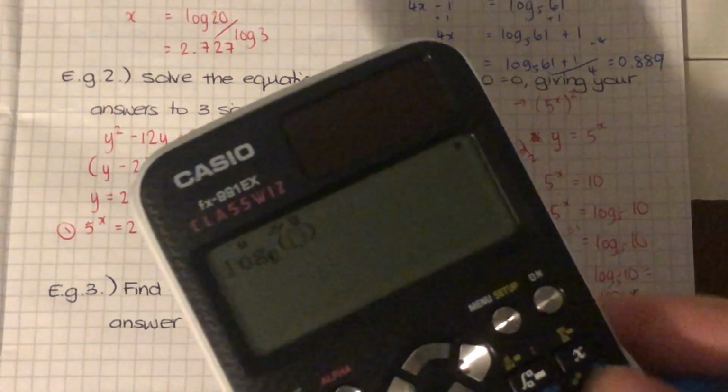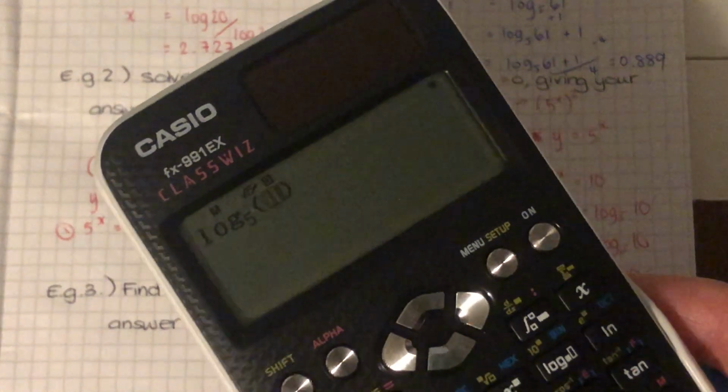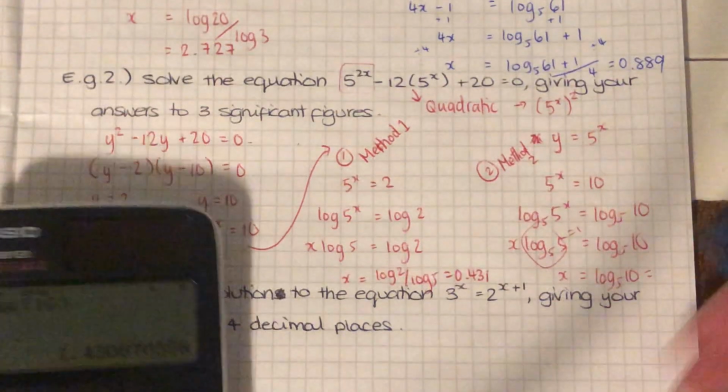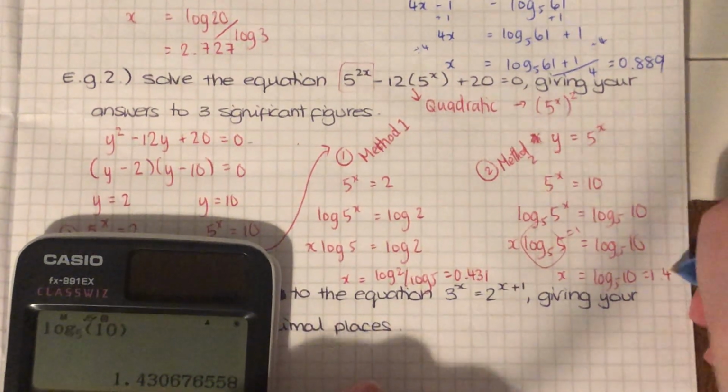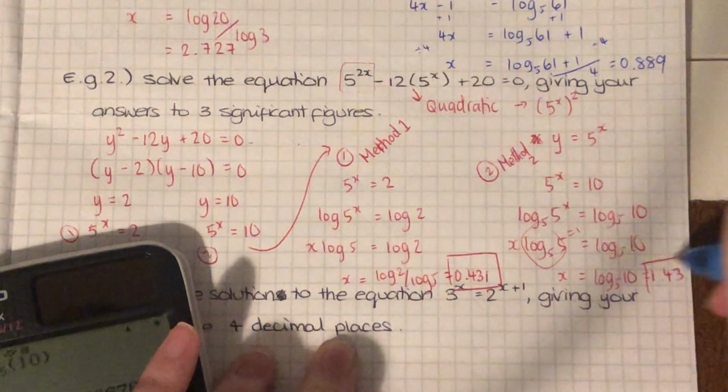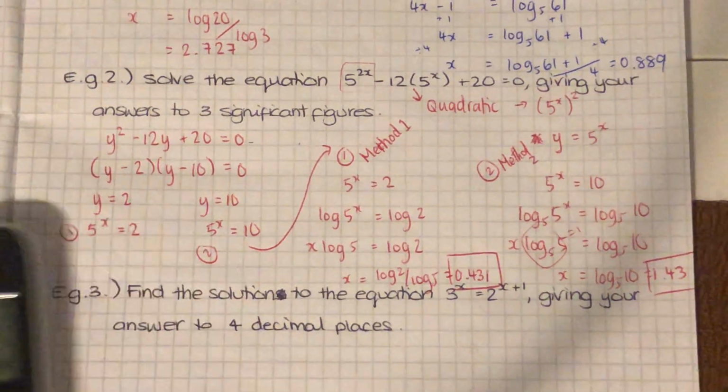So log base 5 of 10, that would be 1.43. So that's my first answer, 0.431, and that's my second one, 1.43.